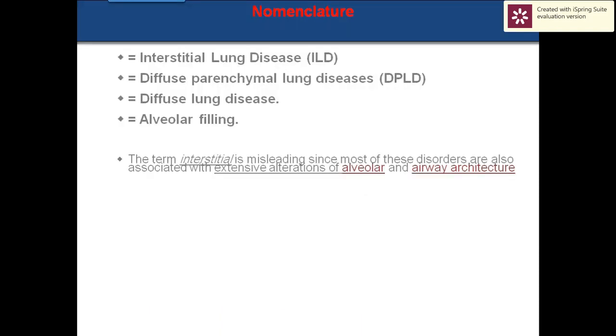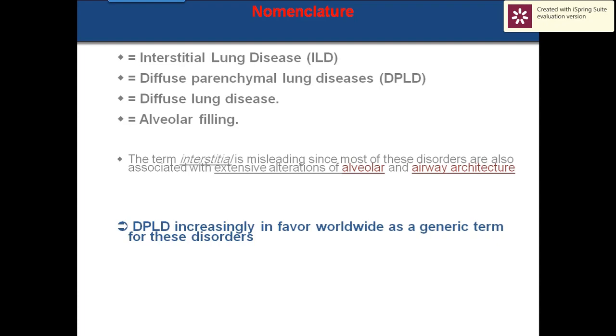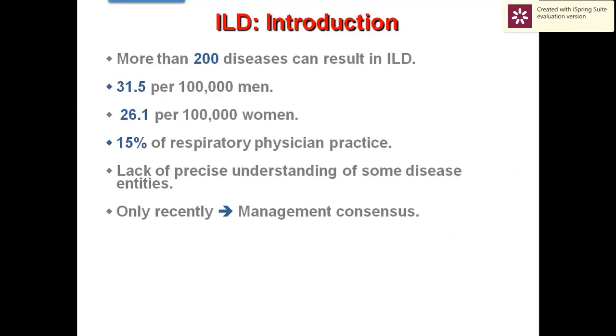So interstitial lung disease has a new name, diffuse parenchymal lung disease, because it is favored worldwide. This disorder is associated with extensive alteration of the alveolar and airway architecture. So diffuse parenchymal lung disease is the favored nomenclature as a generic term for these disorders. There are 200 diseases that can result in diffuse parenchymal lung disease. The incidence is 31 per 100,000 in men and 26 in women. We encounter interstitial lung disease patients in 15% of our daily practice.